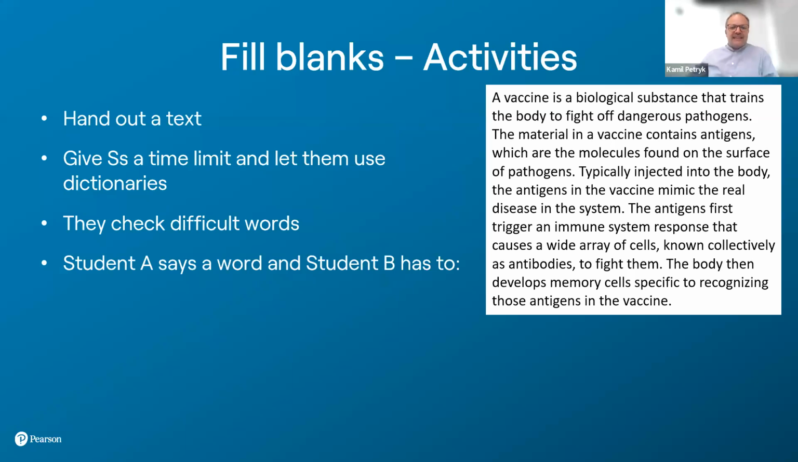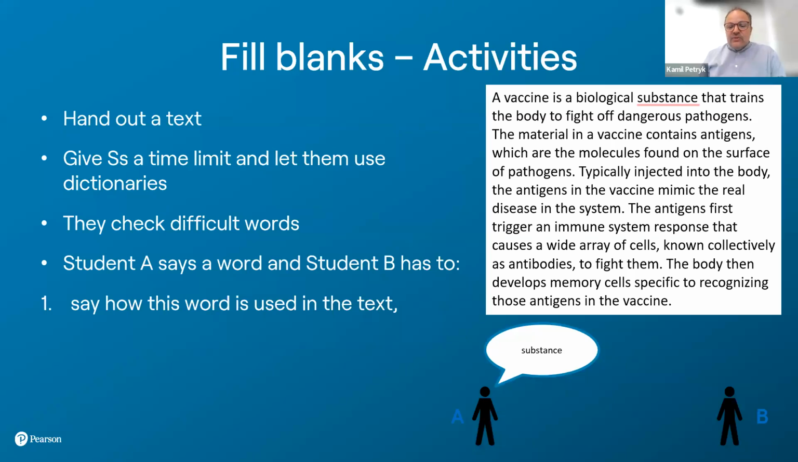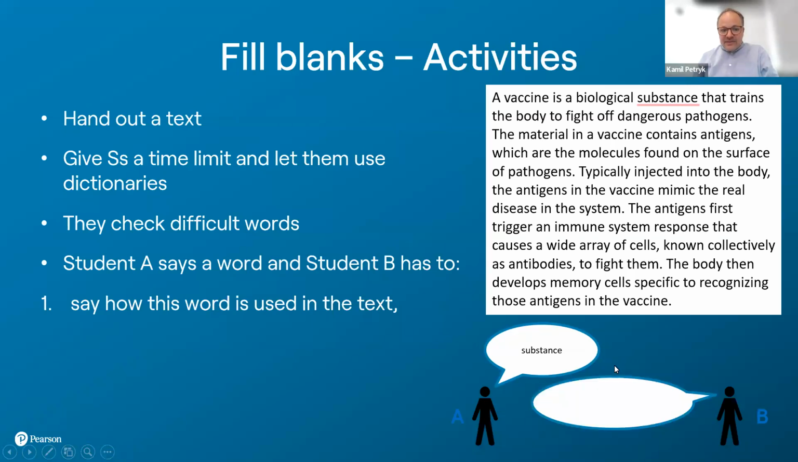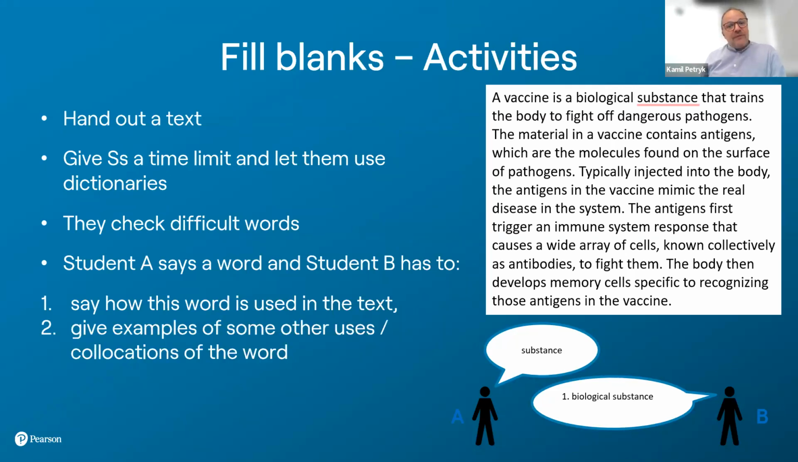And after the words have been checked, student A says a word that they have identified as a difficult word. For example, substance, let's say. And student B has to say how this word is used in the text. So if you want more challenge, you can ask the students to cover the text so they do not look into the text. Or if you want less challenge, you can keep the text face up. So they have to say how it's used, like what the collocation, for example, was in the text. Plus, to give more challenge, they have to give examples of some other uses, some other collocations of the word.